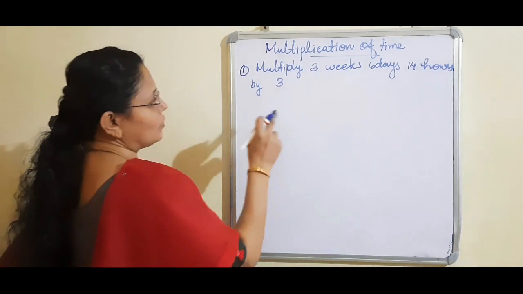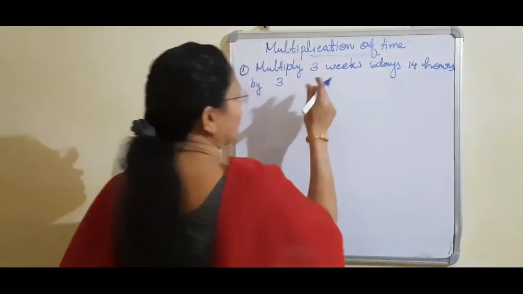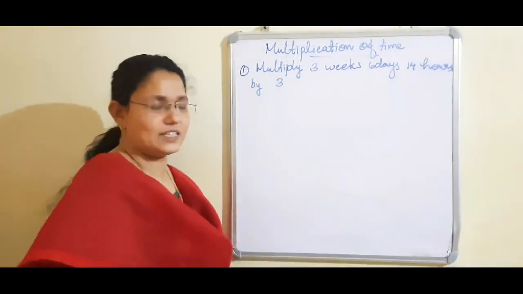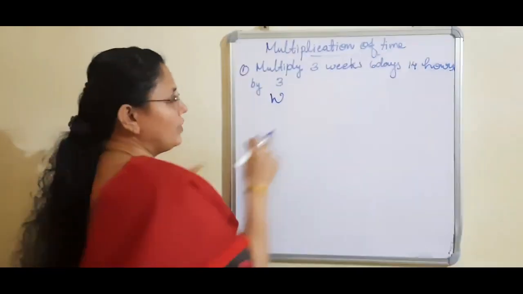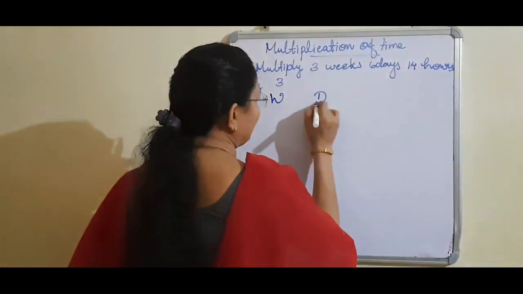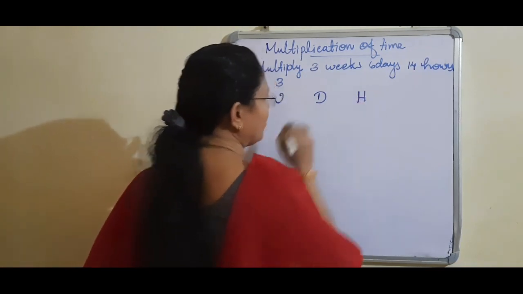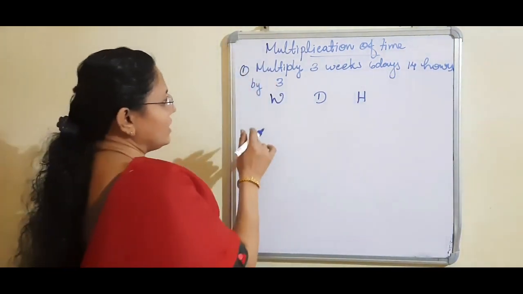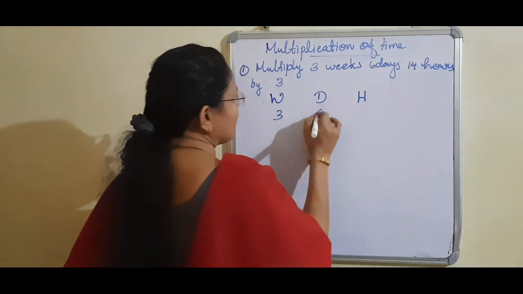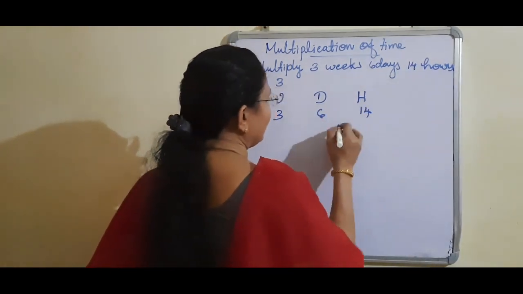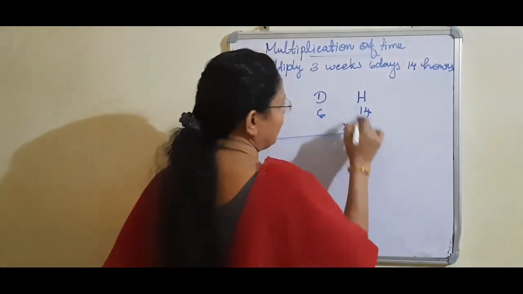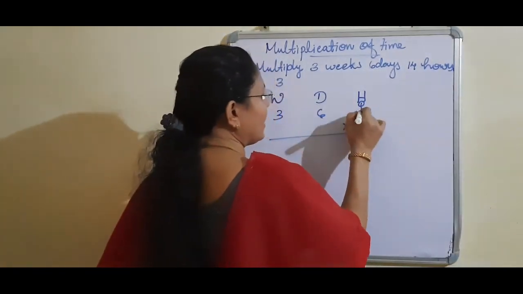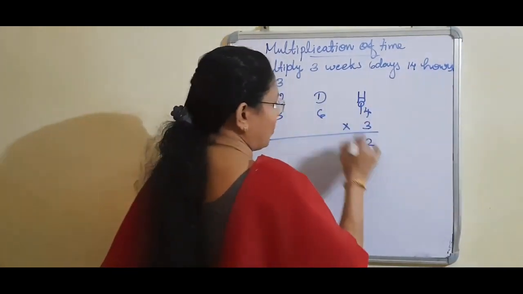First, we can write the units weeks, days and hours. Already it is given in decreasing order. We can write it weeks. I am denoting only with the W. Next, days we can denote by D and hours we can denote by H. Now I am writing the units 3, 6, 14. Multiply this by 3. 3 4s are 12. 1 carry. 3 1 is 3. 3 plus 1, 4. Okay.